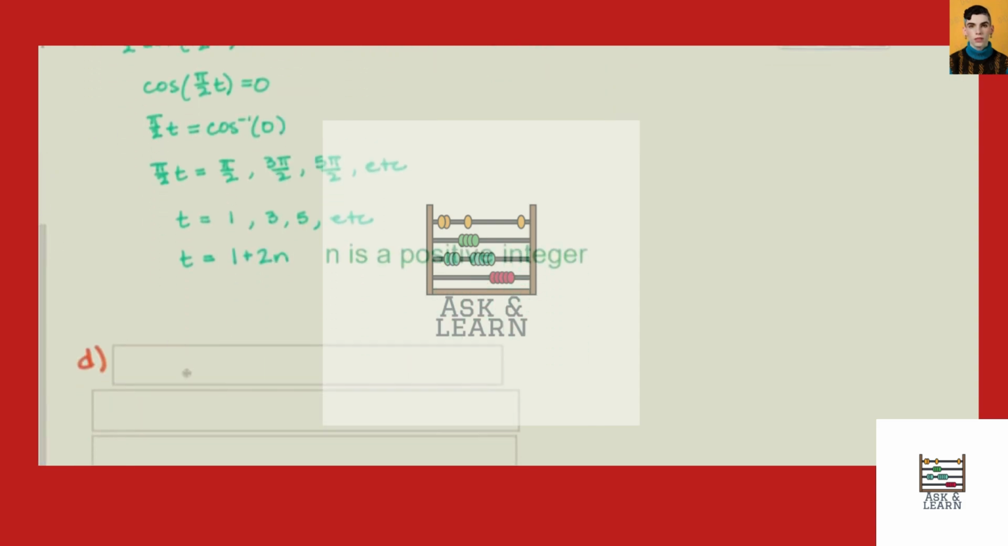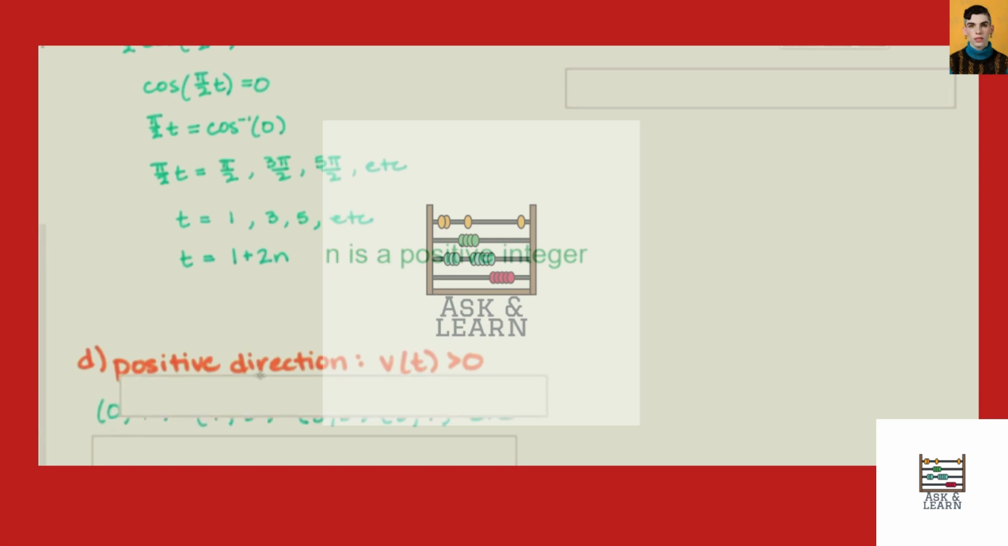Okay, for part D, we want to know when the particle is moving in the positive direction, and it will be moving in the positive direction when its velocity is greater than 0. Now in the previous part, we found all the times when the velocity is equal to 0. Now we want to know when the velocity is greater than 0. So what we're going to do is split the numbers into intervals, and we're going to make those splits at all the points where the velocity was equal to 0. So we're splitting it at 1, we're splitting it at 3, we're splitting it at 5, etc. Those are the splits for the intervals.